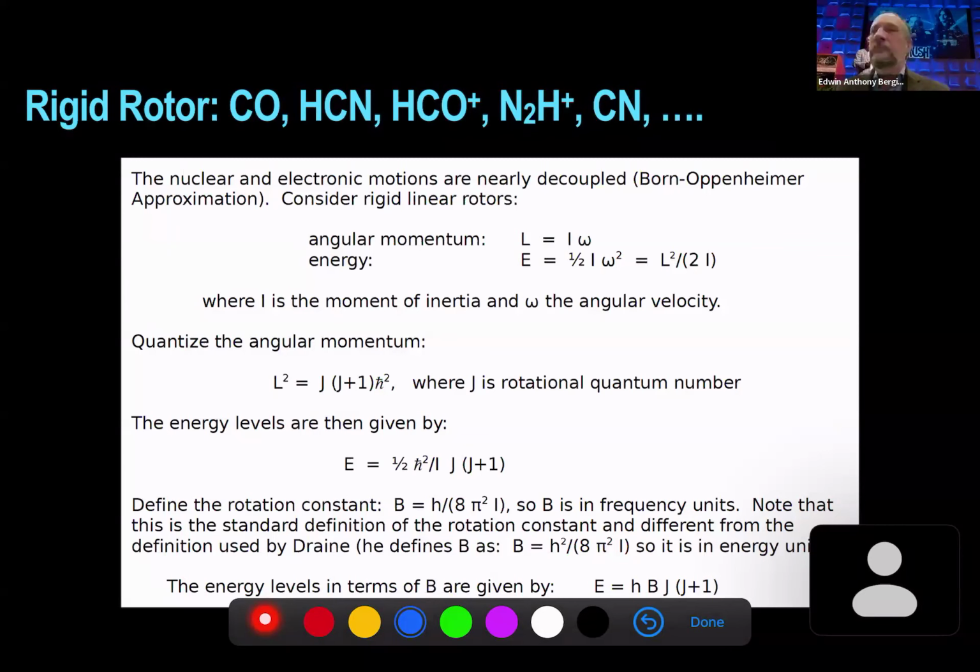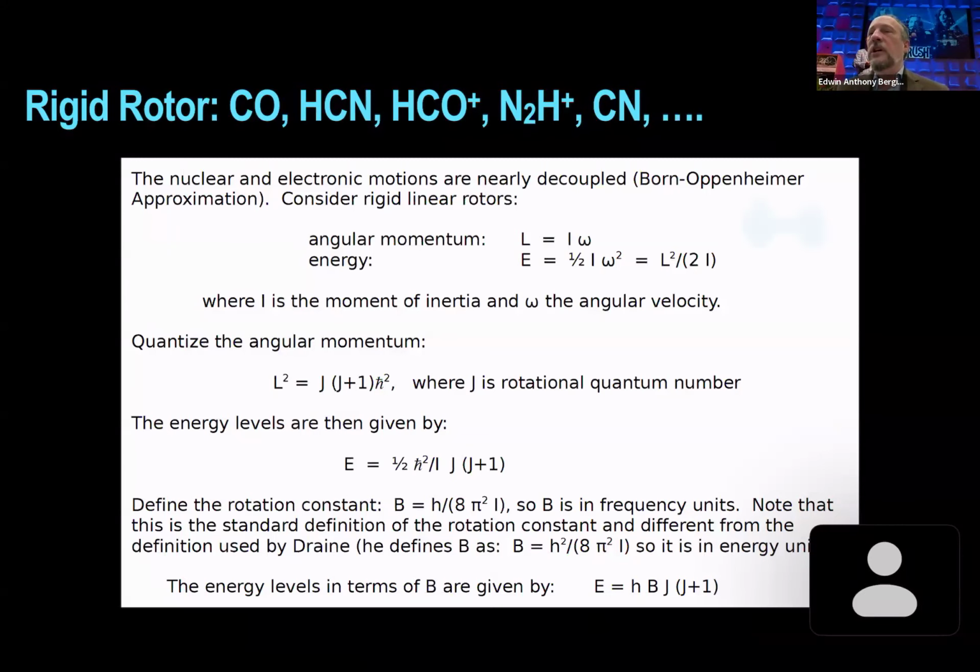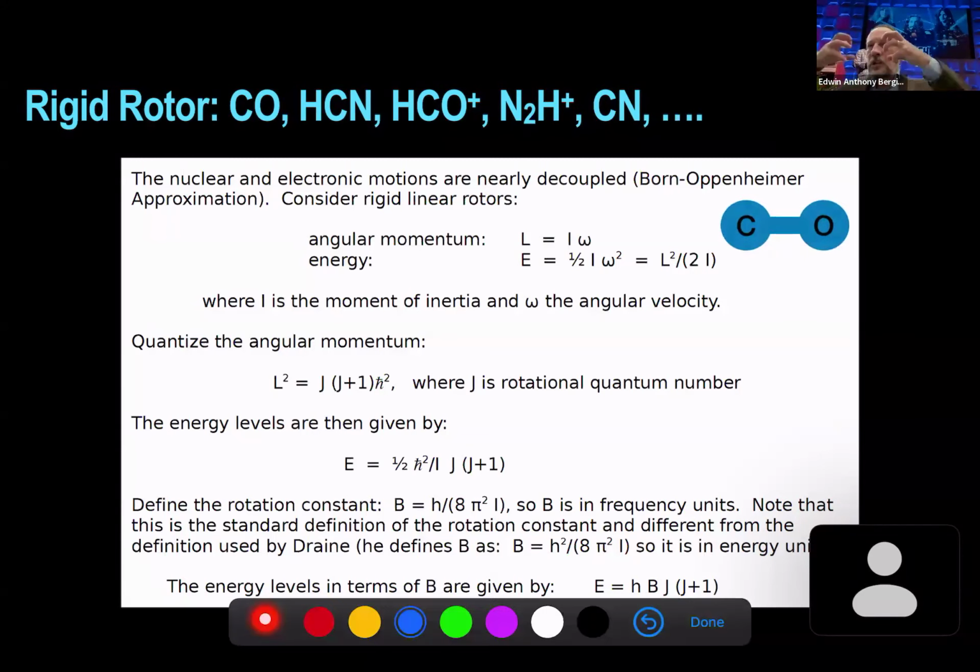I have my rigid rotors here. For simple diatomic molecules, you can think of them as just two balls stuck together, like that CO I just showed you. You can assume the bond is rigid, and you can actually work out the rotational state. The way this works is you have an angular momentum, that's that quantity.